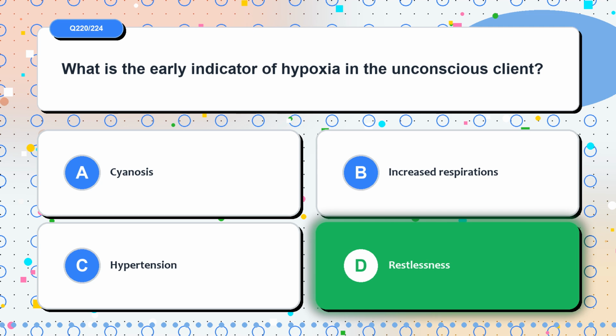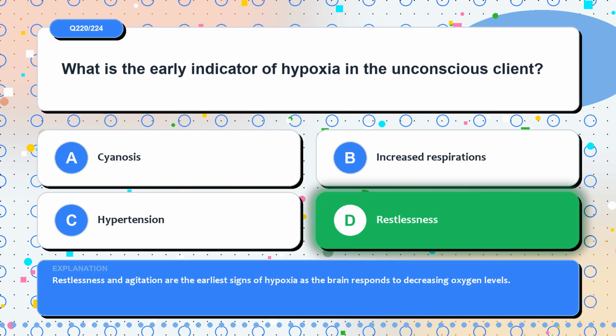The correct answer is option D, restlessness. Restlessness and agitation are the earliest signs of hypoxia as the brain responds to decreasing oxygen levels.